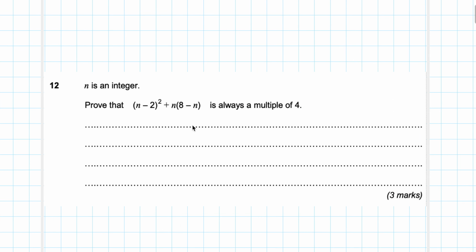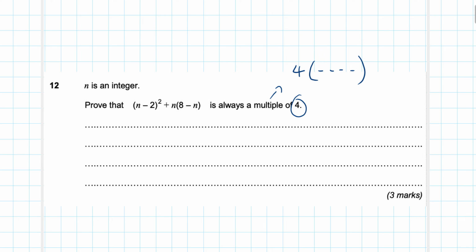Our next question is question 12. It says n is an integer. Prove that (n minus 2) squared plus n(8 minus n) is always a multiple of 4. Essentially, the goal of this question is to get 4 in front of some bracket or function that we don't know yet, but we can find. So we're looking to pull out a factor of 4 at some point. Maybe greater than 4, but 4 is what we're looking for.